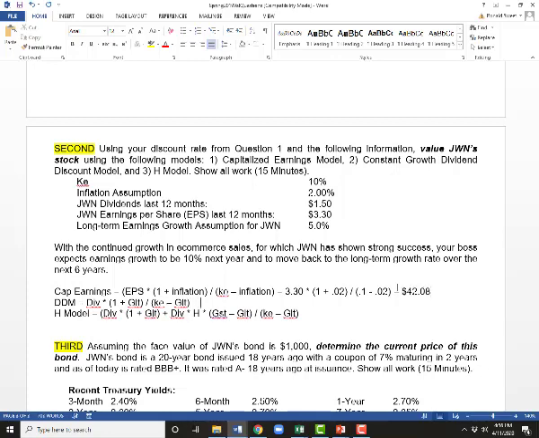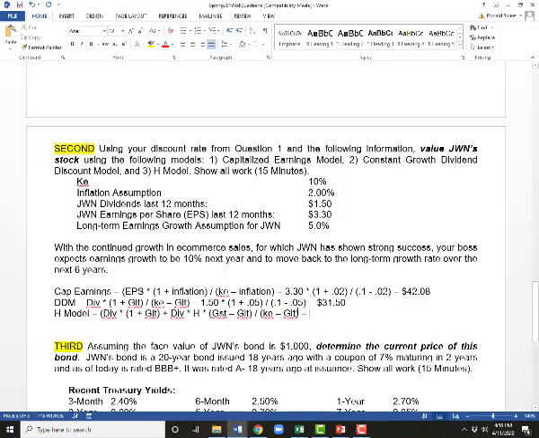For dividend discount model, we have dividend 0, which is $1.50, times 1 plus long-term growth. The long-term growth assumption is 5%. You see that right there. Divided by 0.1 minus 0.05, your discount rate minus your long-term growth. When you do that, you should get $31.50. It is possible to get a value less than the cap earnings with the dividend discount model.